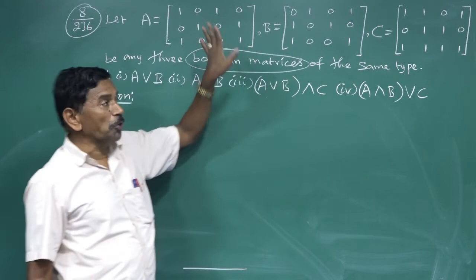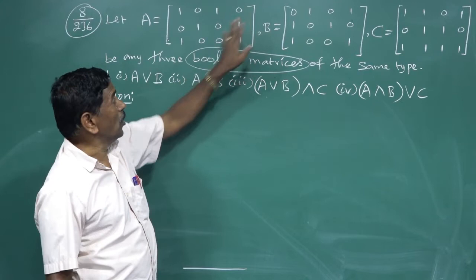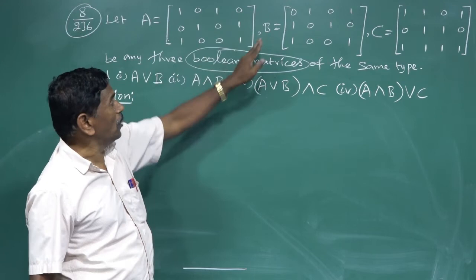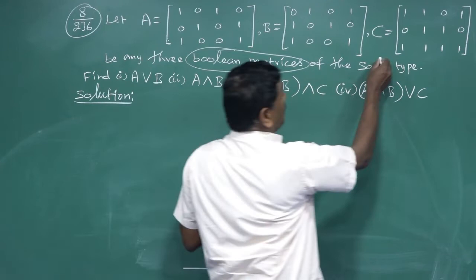A, B, C are any three Boolean matrices of the same type. Same type means the same order. For example, if there are three rows and four columns, it is a 3 by 4 matrix. So if all three are 3 by 4 matrices, they are said to be of the same order, that is, the same type.